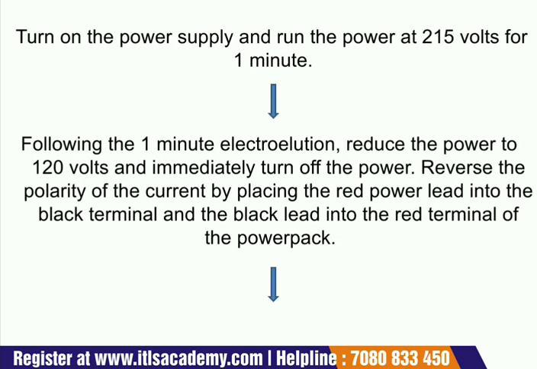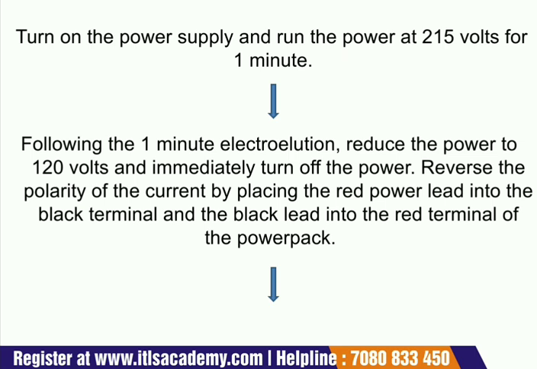Turn on the power supply and run the power at 215 volts for 1 minute. Following the 1 minute electroelution, reduce the power to 120 volts and immediately turn off the power. Reverse the polarity of the current by placing the red power lead into the black terminal and the black lead into the red terminal of the power pack. Turn on the power for 15 to 20 seconds to loosen the DNA from the membrane and again turn off the power.